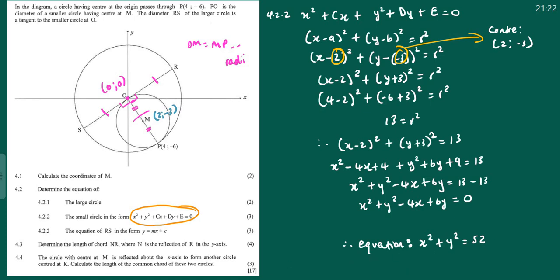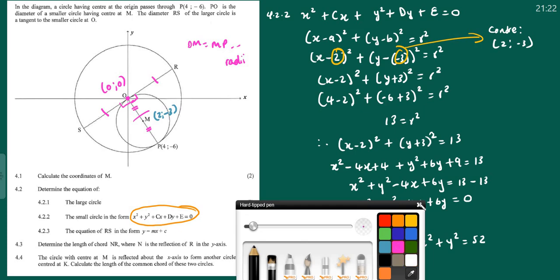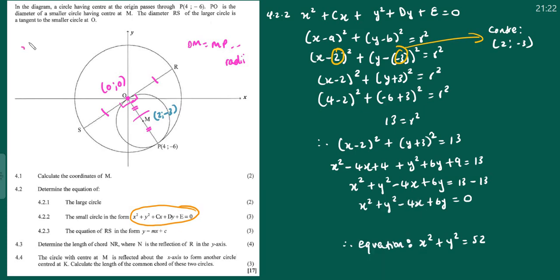For the smaller circle, let me write that we found the equation as that before I proceed. We said x squared plus y squared is equal to 52 for the bigger circle. And then for the smaller circle, we said (x minus 2) all squared plus (y plus 3) all squared equals 13.